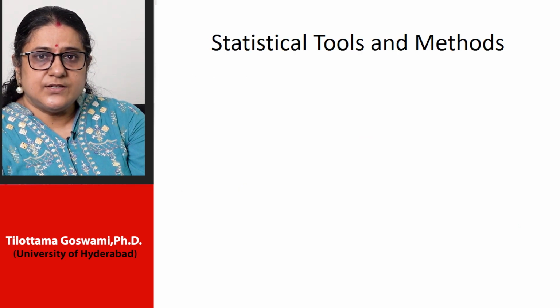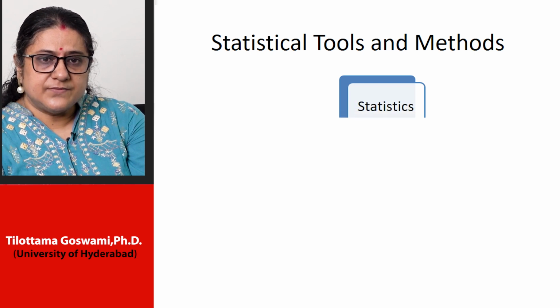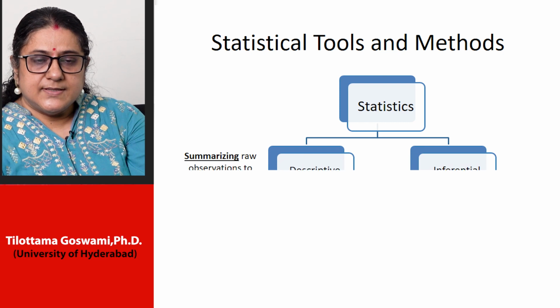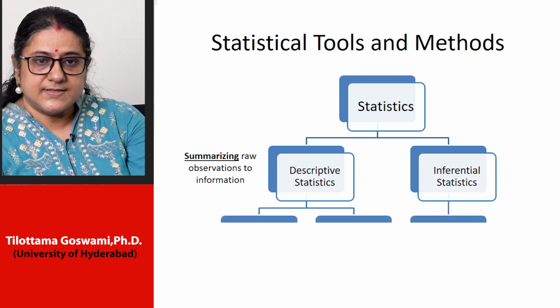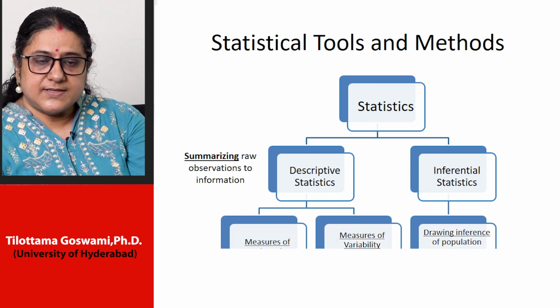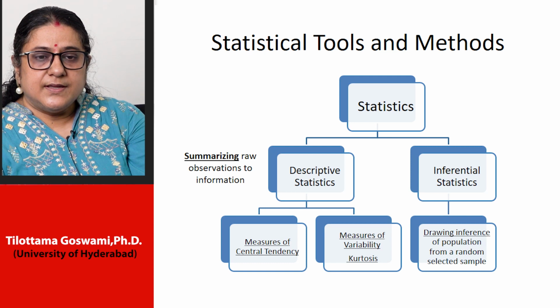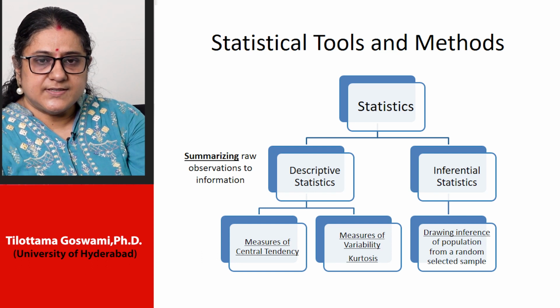Now the statistical tools and methods. Statistics has two types: descriptive statistics and inferential statistics. Descriptive statistics covers the measures of central tendency and measures of variability. Two measures are very important. In inferential statistics, we draw inferences about the population from a randomly selected sample.